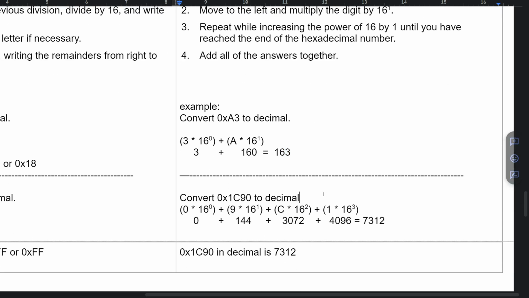So let's look at this one. Here's another example. This is a much larger number. The good news is most of the time you're going to be converting numbers like this, so your life should be fairly easy. But in this case, let's take it one step further and actually convert a harder number.